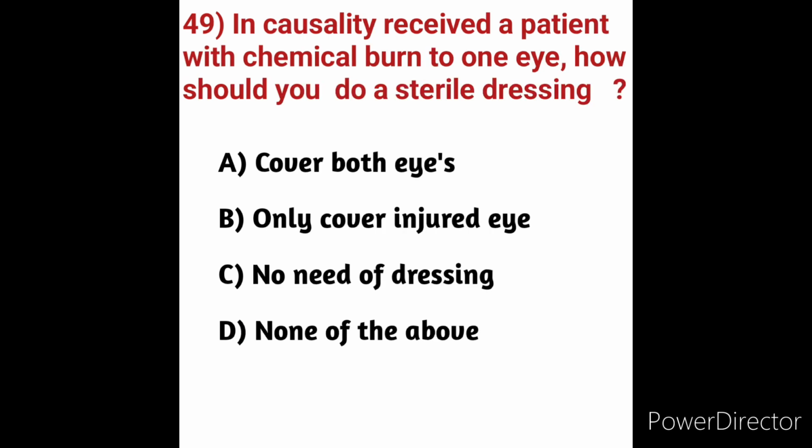In casualty, we received a patient with a chemical burn to one eye. How should you do a sterile dressing? We will see here option A, cover both eyes. Option B, only cover the injured area, meaning the injured eye. Option C, no need of dressing. Option D, none of the above.